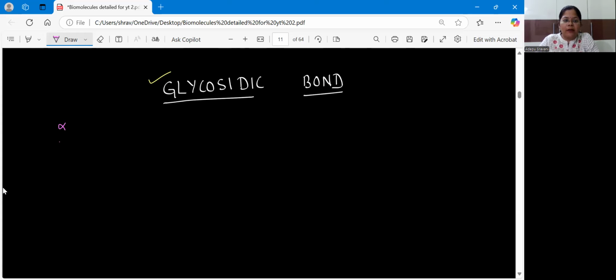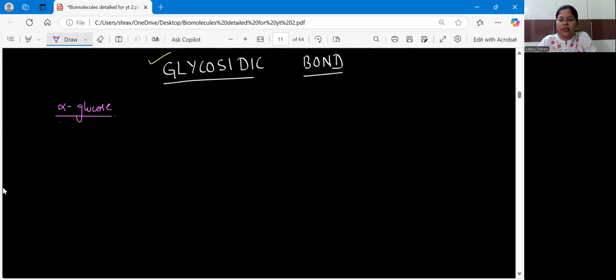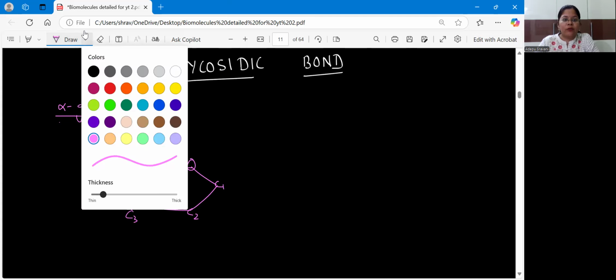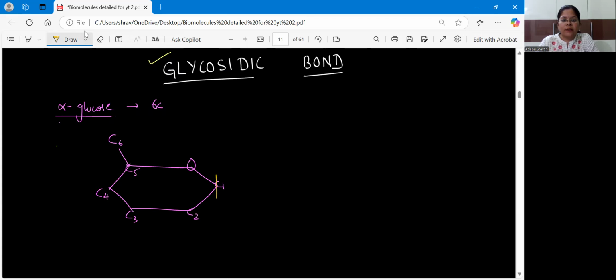Now you can draw along with me the alpha glucose structure. Here we have 6 carbons. So draw a hexagon. Oxygen, C1, C2, C3, C4, C5, the 6th carbon outside the ring. And then you fill all these with the valencies. H, OH, H, OH, C3, OH will be above, H will be down.